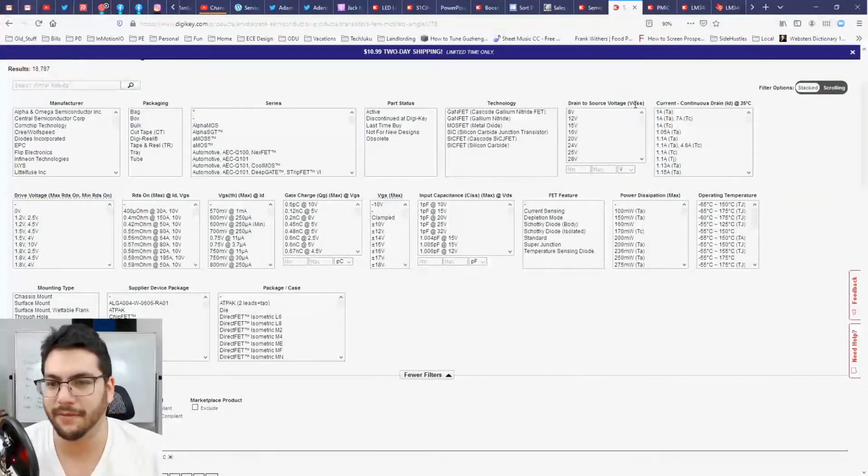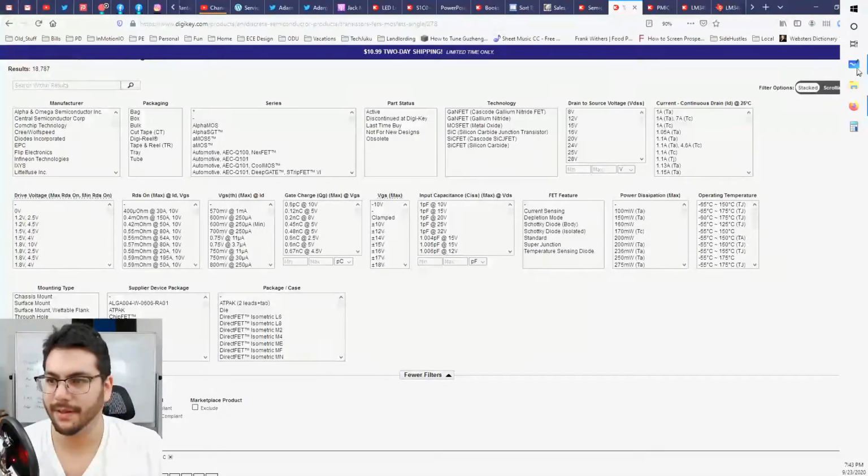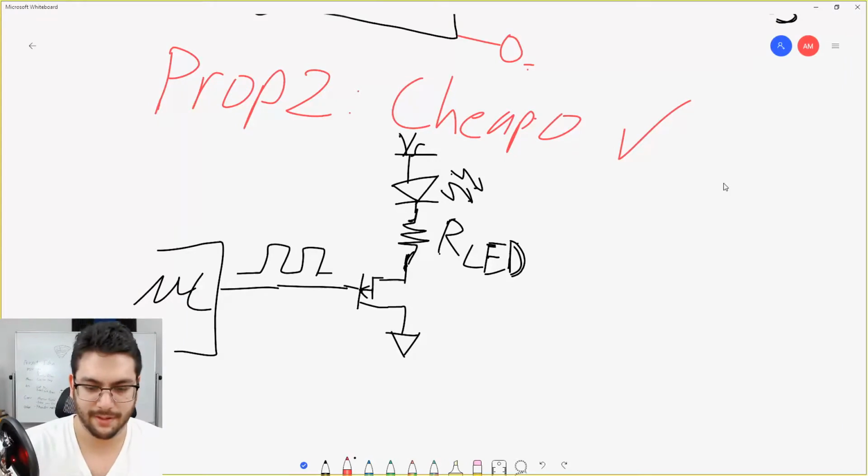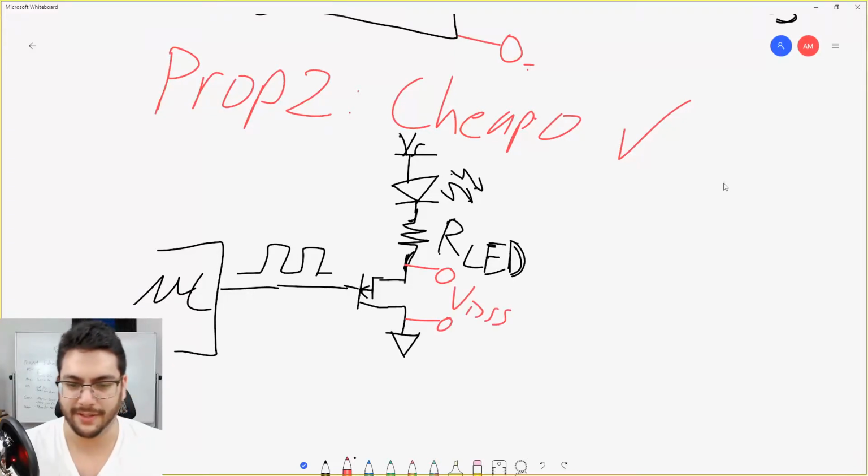Breakdown voltage. This is VDSS, the drain to source voltage. That's across... as my voice cracks. That's the voltage right here. That's VDSS, drain source.